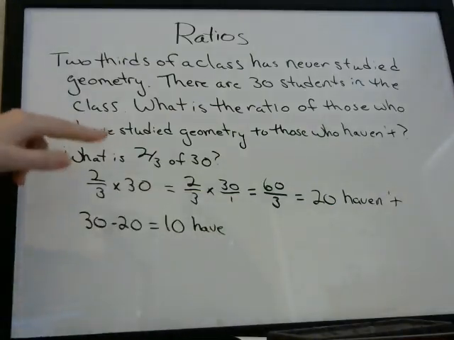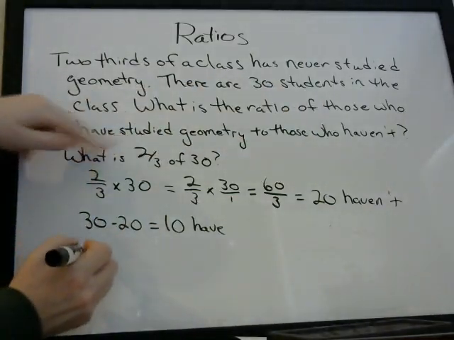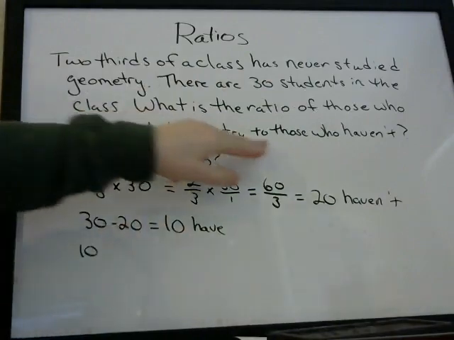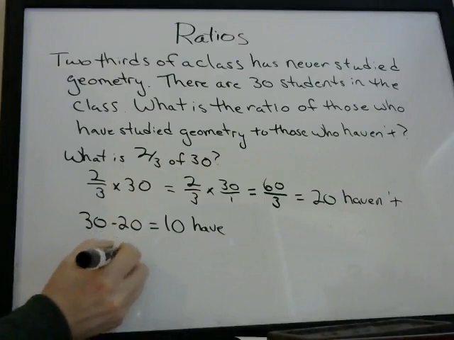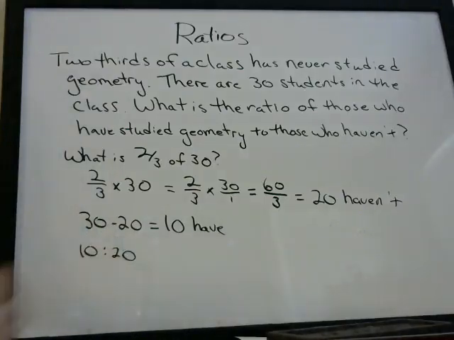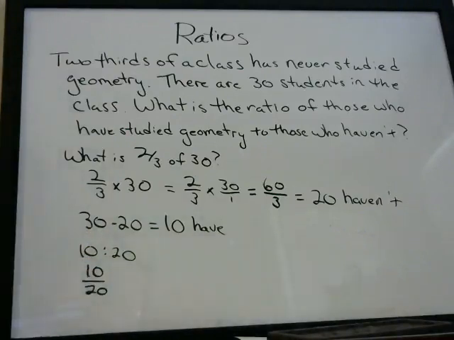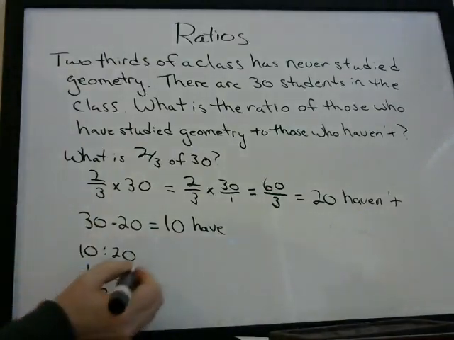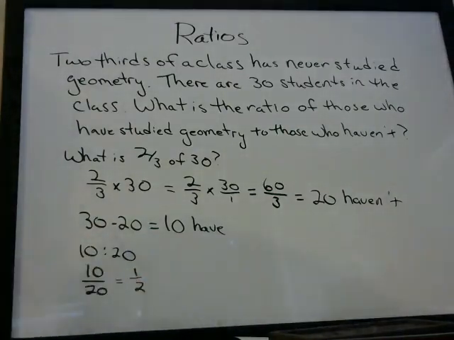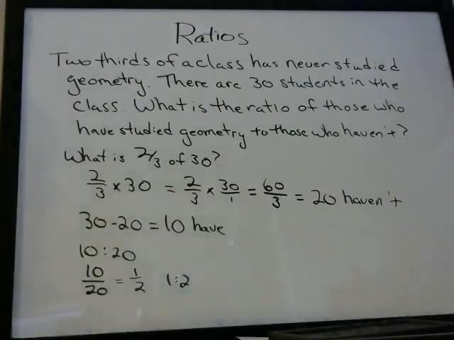Now we need to get them in the right order. So the ratio is those who have studied, which is 10, to those who haven't, which is 20. 10 to 20 can also be written as a fraction, 10 over 20. Now on the test, they're probably going to put this in lowest terms, so you need to know how to do that. And so if we divide each by 10, we're going to get 1 over 2. They may also write that as 1 colon 2.